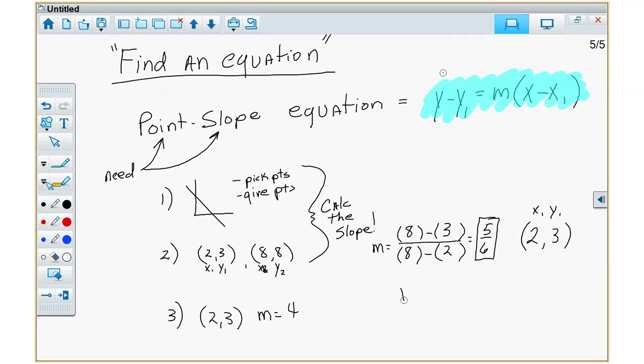y minus (blank) equals (blank). I'm going to use brackets for the x part: x minus (blank). All right, plug and chug. So what goes in the y sub 1 spot? And what goes in the m spot? And what goes in the x sub 1 spot? Now we got to solve for y. Distribute 5/6.